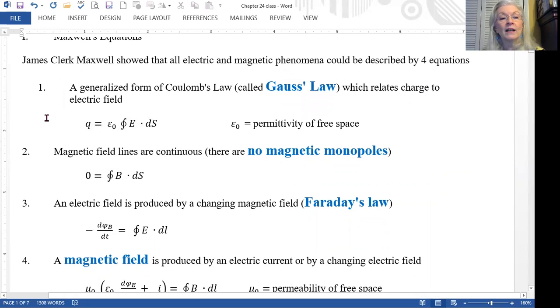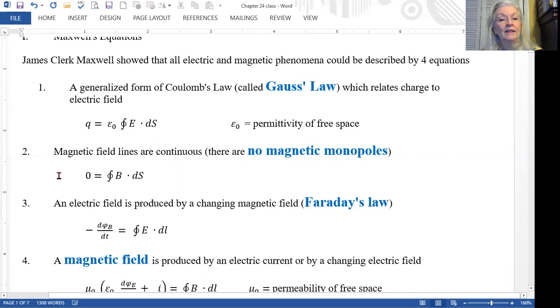The first one is a mathematical representation of Coulomb's law. Remember, Coulomb's law was the forces associated with electric charges. And in this one, they're showing that the charges, that's the Q, and the surface, that's the dS. If you integrate over the entire surface, that's what this funny little symbol means, the electric field over the entire surface actually has to add up to the net charge on the surface.